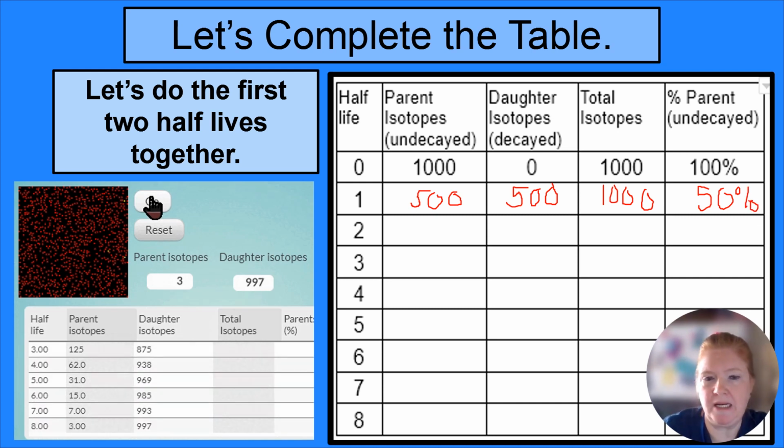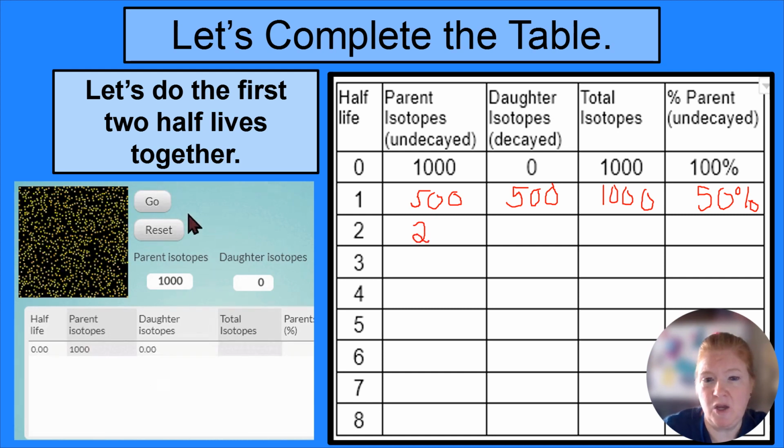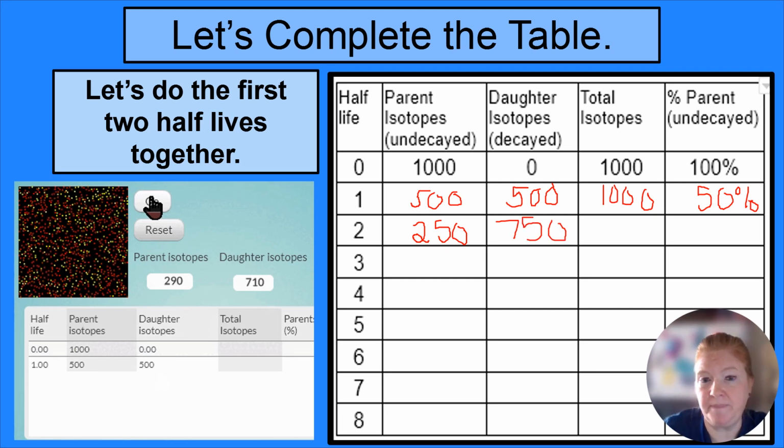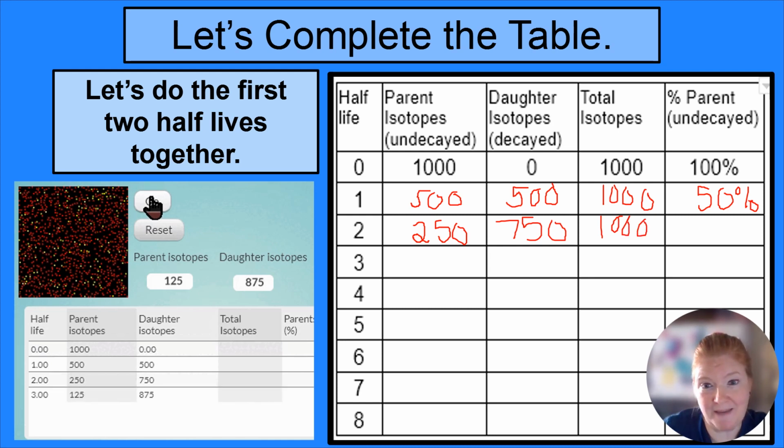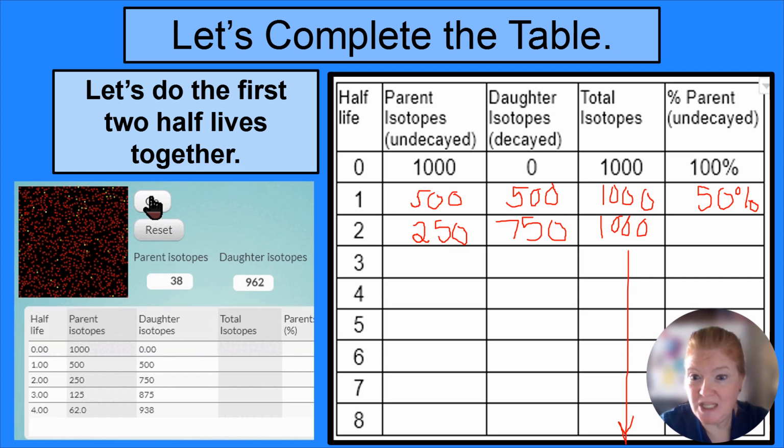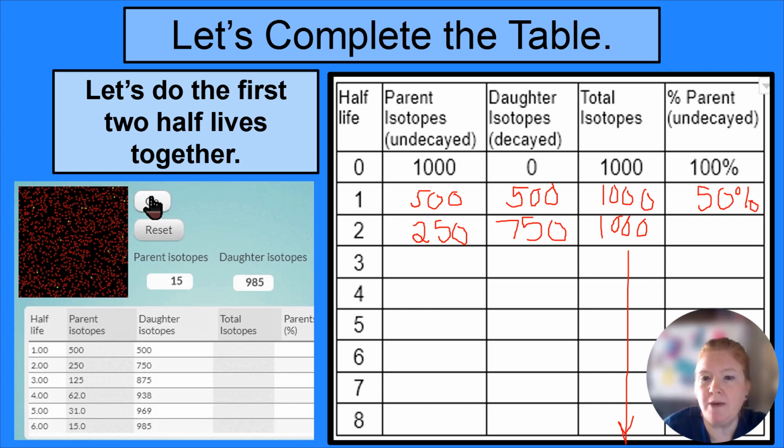All right, now let's look at the next one. For parent isotopes left undecayed, we had 250. And then the daughter, you should have recorded 750. So how many total again? Well, again, this should be the same all the way down, right? The total number of isotopes shouldn't change. It's either still the radioactive parent or it has decayed into the daughter isotope. Okay, so how much of the parent is left? Well, half of that 50%, 25%.